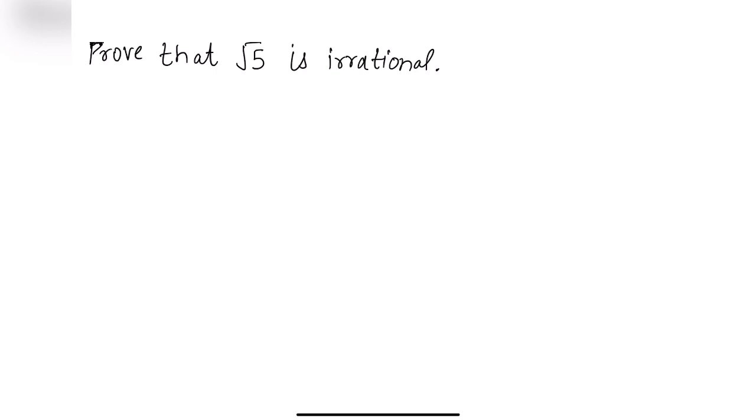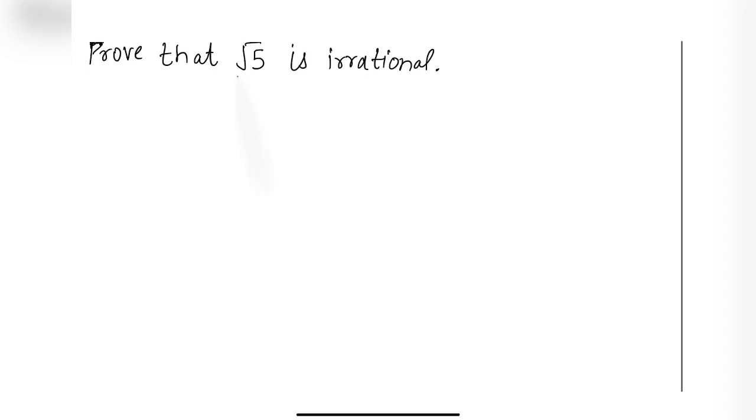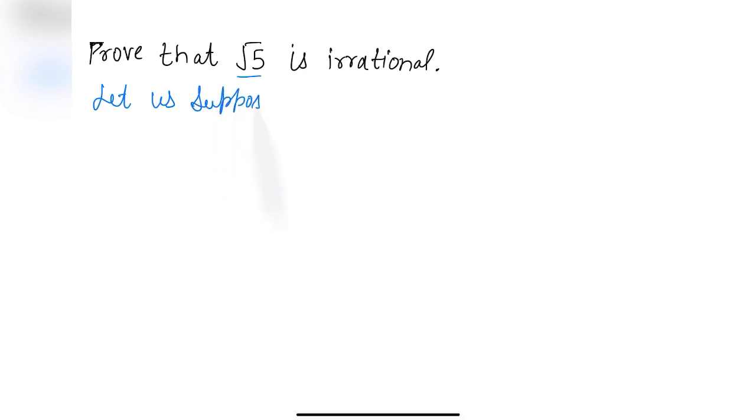Now today's question is: prove that root 5 is irrational. We will solve this question by using the contradiction method. We have to prove here that root 5 is irrational. So let us suppose that root 5 is rational. It means root 5 is equal to a by b.